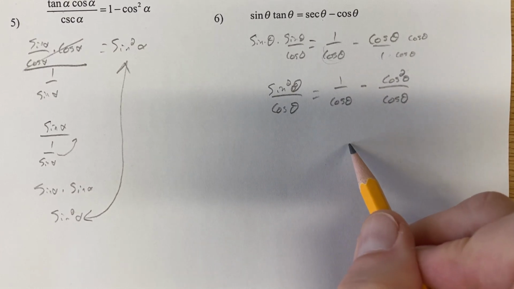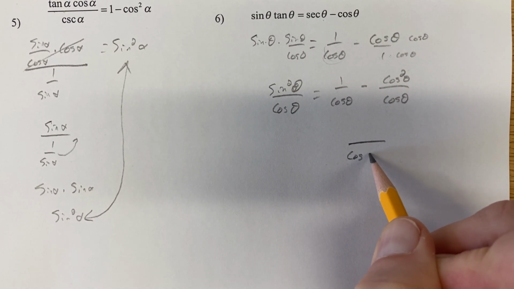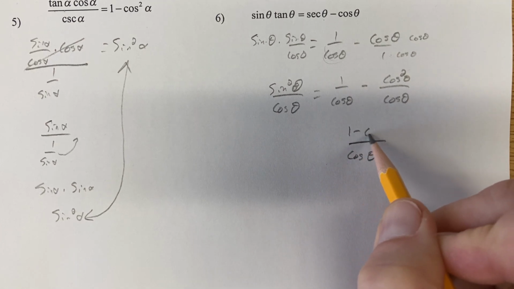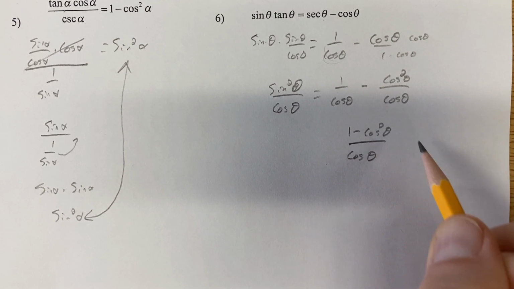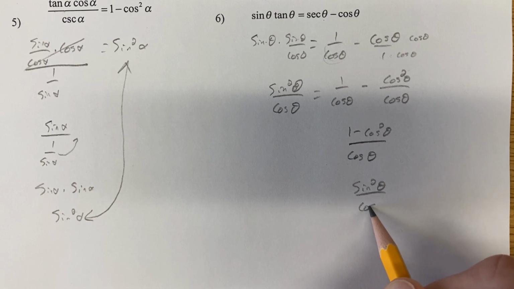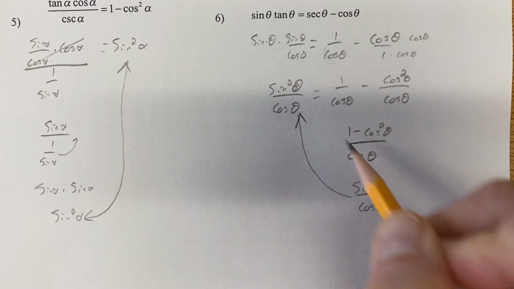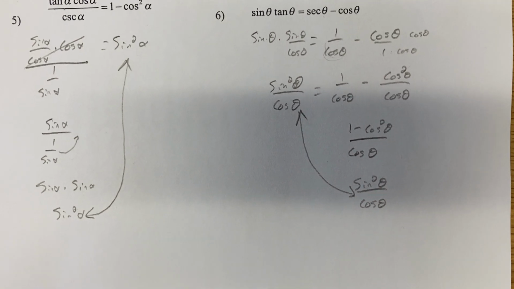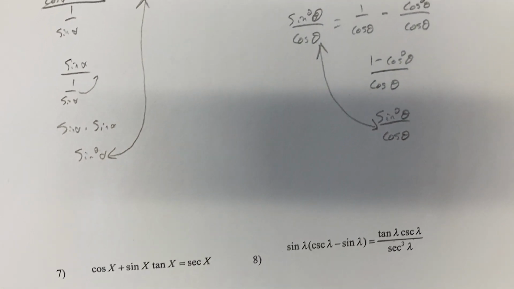When we put this together, we have that common denominator, cosine, and on top we have 1 minus cosine squared. And we know that 1 minus cosine squared is sine squared. And so there's our agreement, and we verified that trig identity.